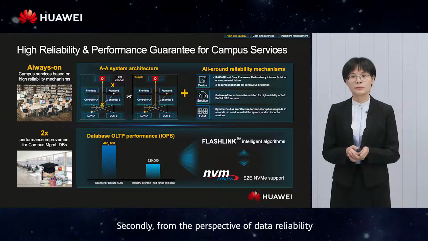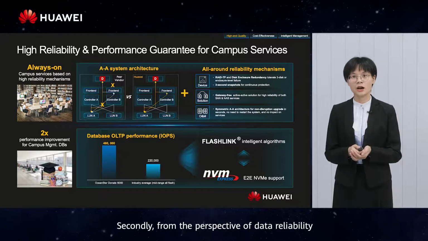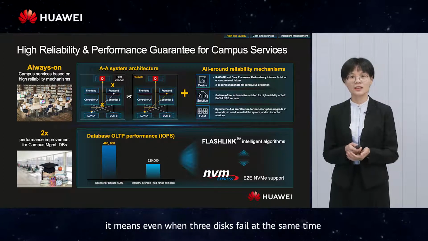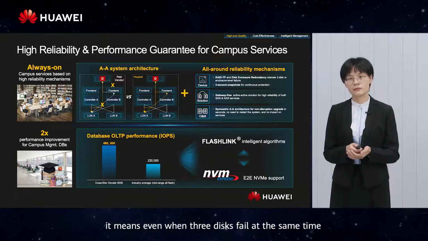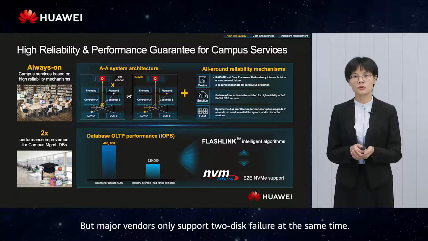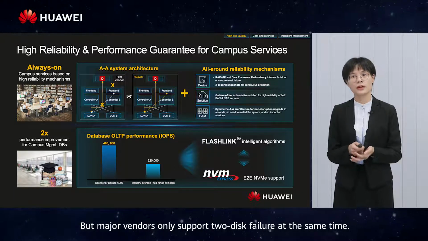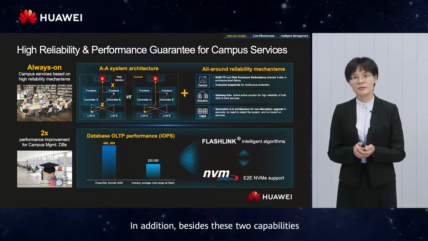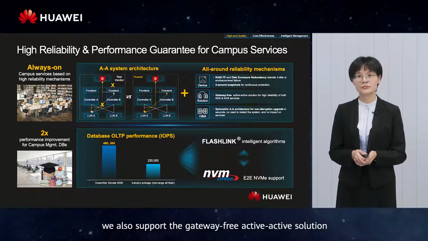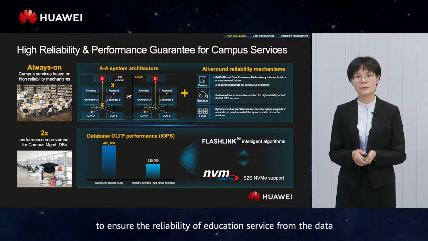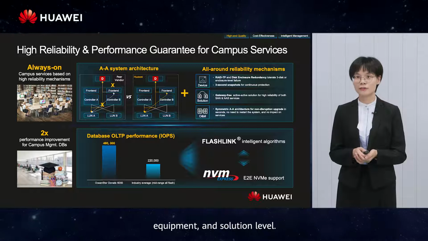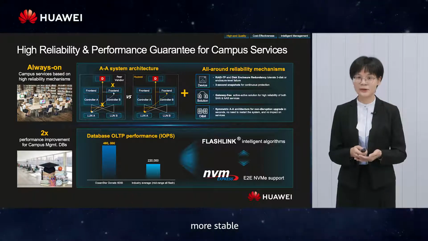Secondly, from the perspective of data reliability, Huawei's mid-range all-flash storage can support RAID-TP. It means even when 3 disks fail at the same time, it will not lose any data. But major vendors only support 2 disk failures at the same time. In addition, besides these 2 capabilities, we also support the gateway-free active-to-active solution to ensure the reliability of education service from the data, equipment, and solution level, making data storage more stable.